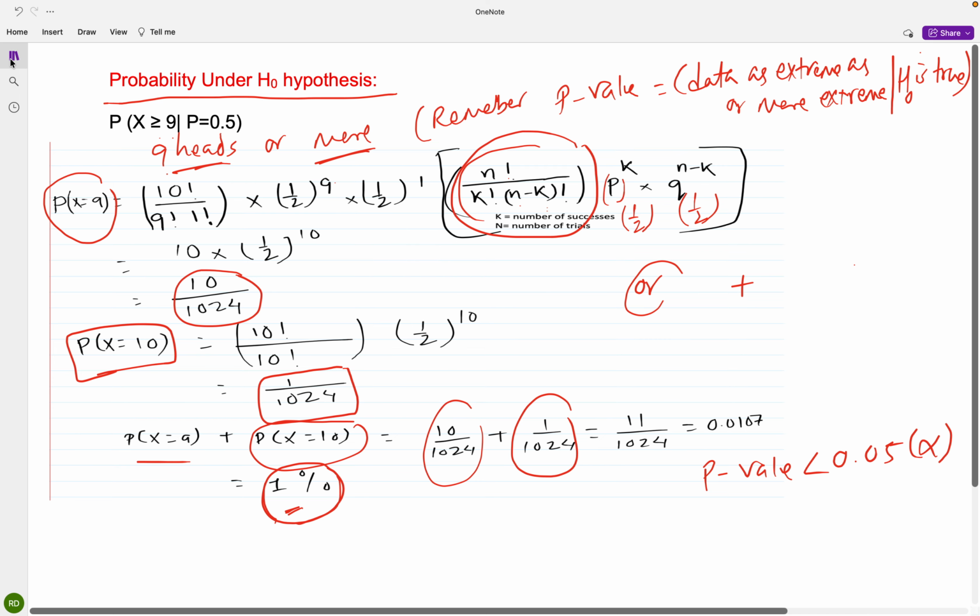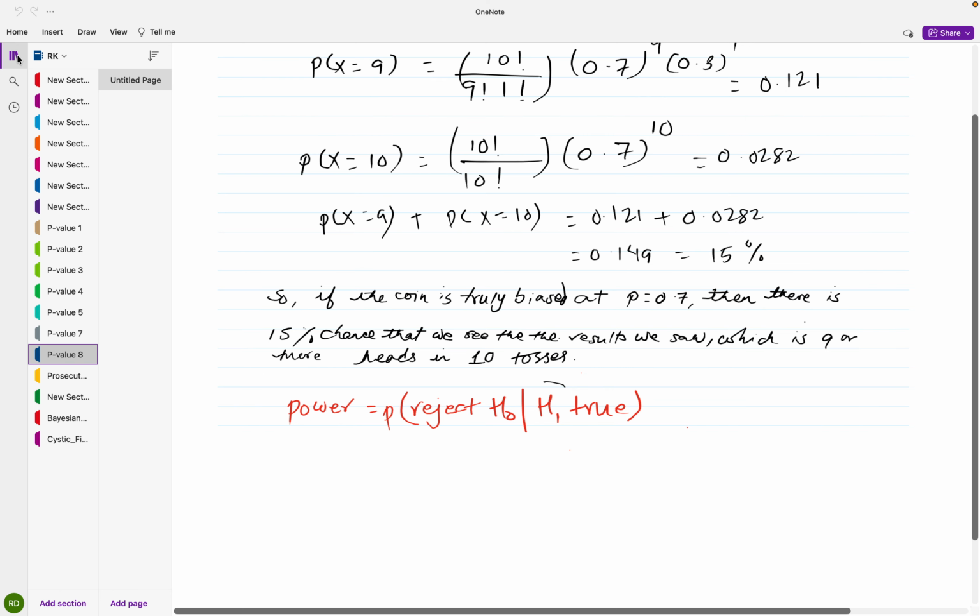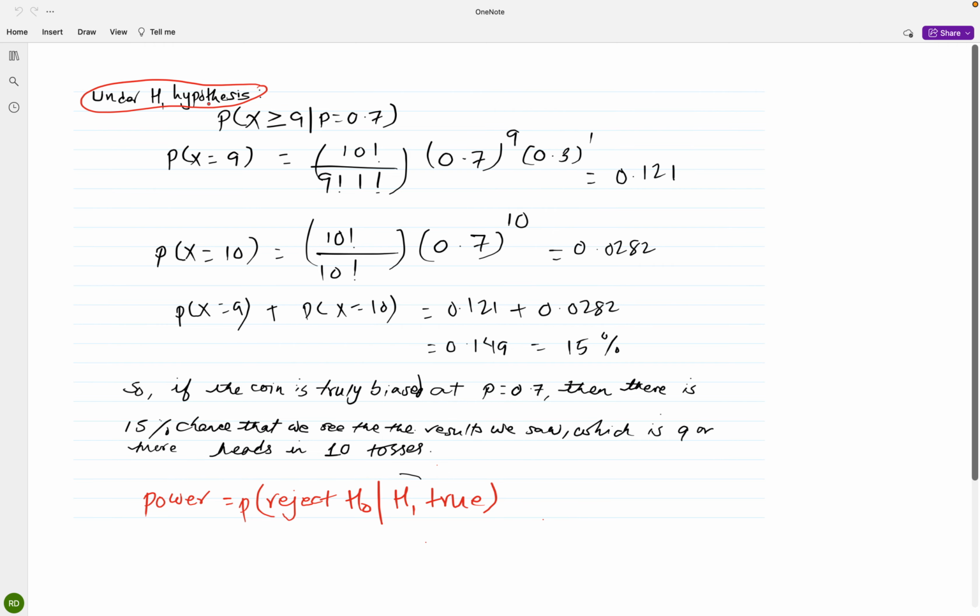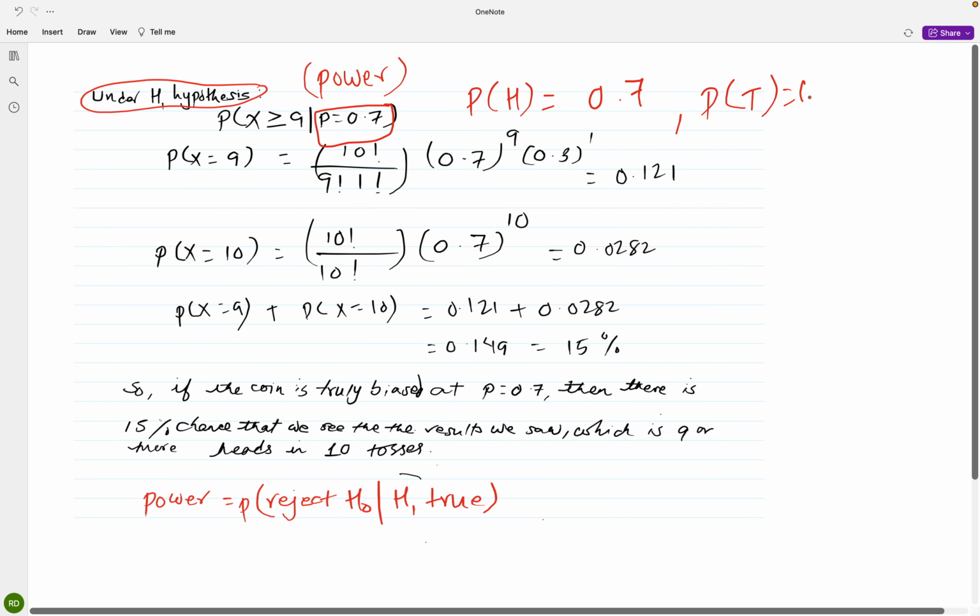Now, for the sake of argument, let's calculate the same probability in the other case. In this case, it becomes power under the alternative hypothesis. We are calculating power, right? What is the probability of getting 9 heads or more out of 10 total coin tosses, provided that our alternate hypothesis says the probability of getting heads is 0.7? We are assuming our coin is rigged toward head. It lands on head 70% of the time and on tail 30% of the time.